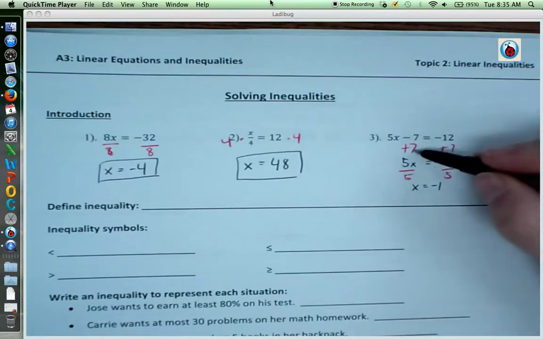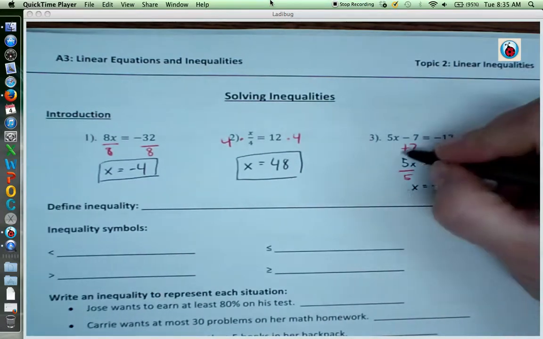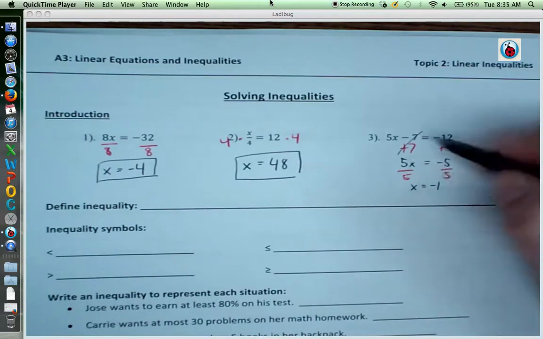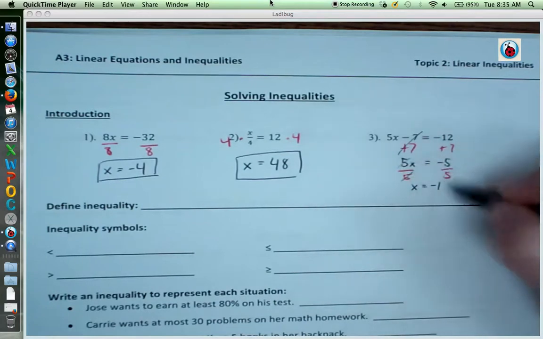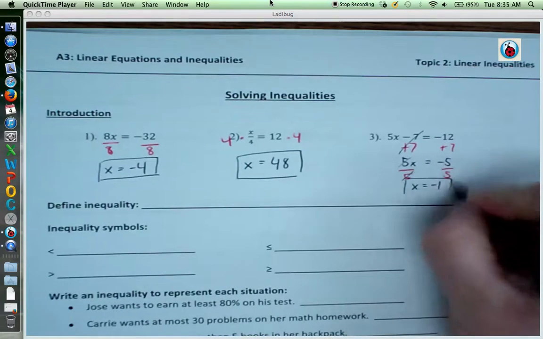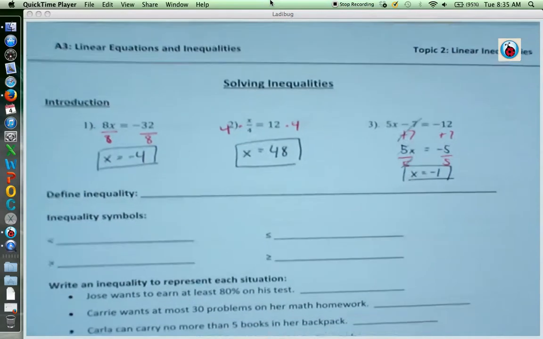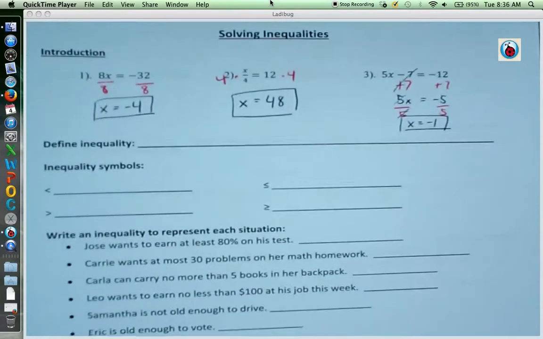Number 3 is a two-step equation. First, I added 7 to both sides to cancel the -7. I got 5x equals -5. Then I divided both sides by 5. I got x equals -1 as my answer. All right, so that's just a quick little review of solving equations. But in this lesson, we'll actually be solving inequalities.